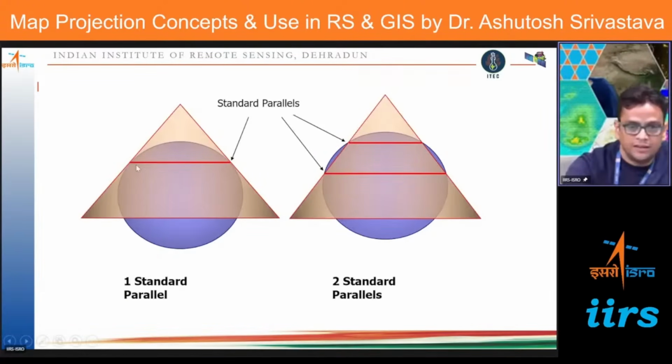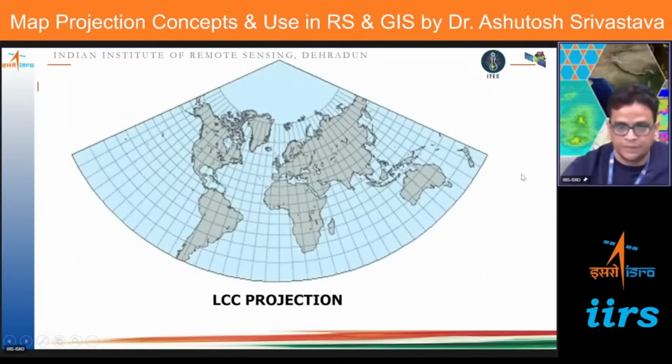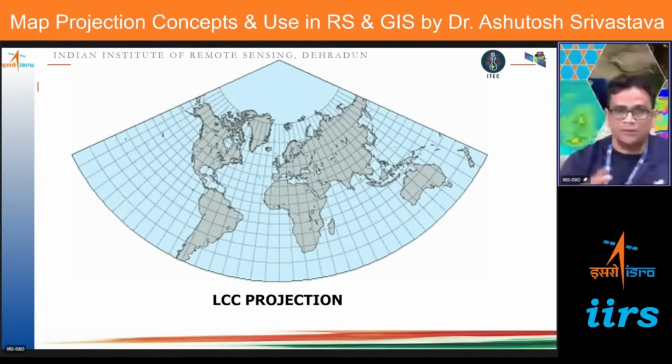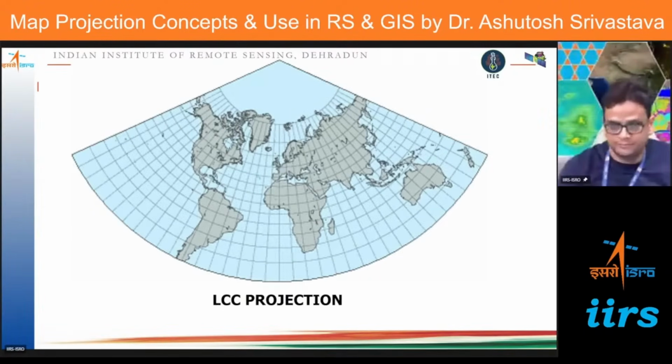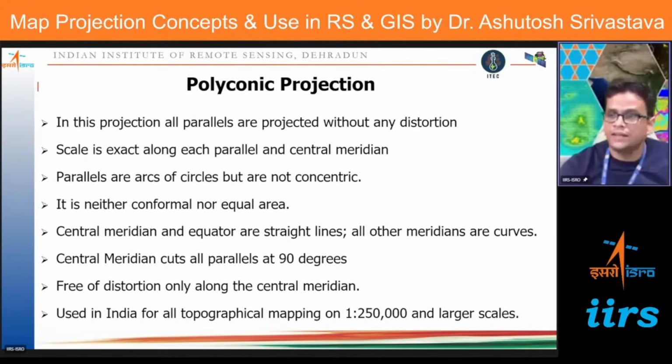You can see here one standard parallel, and there will be two standard parallels. These are the pictures you can see here. After projection, the parallels are concentric arcs, you can see here, and meridians are straight lines. So this is the LCC projection. It is more useful for countries or areas which have more east-west expanse. Then we have another one, the polyconic projection.